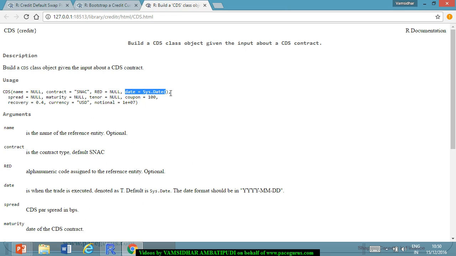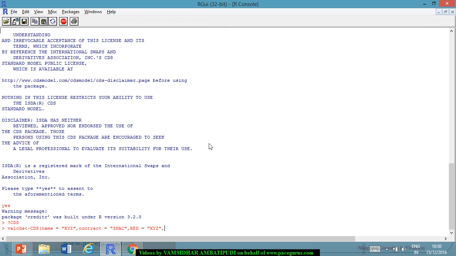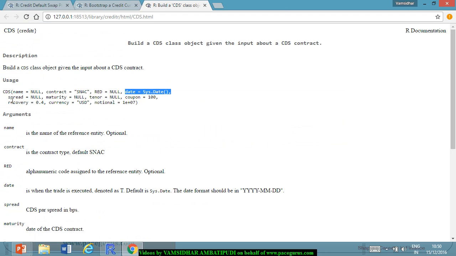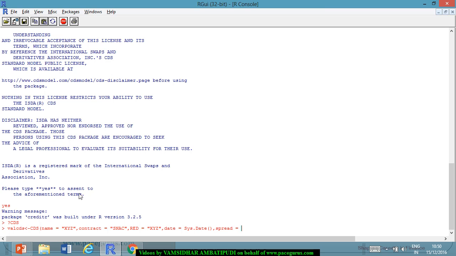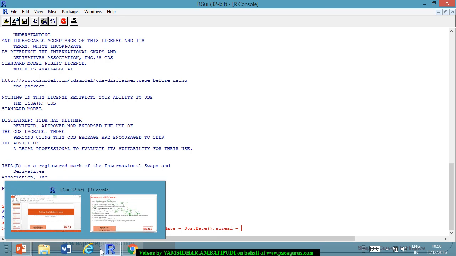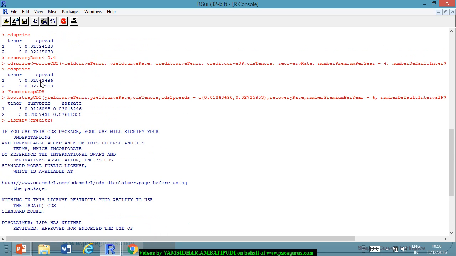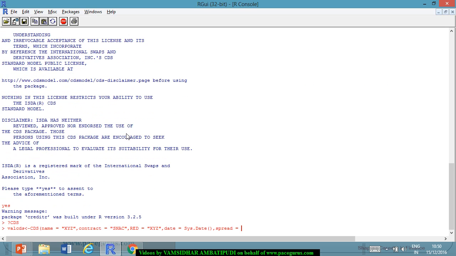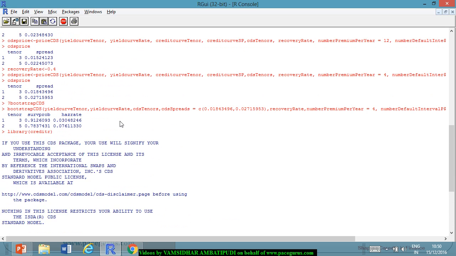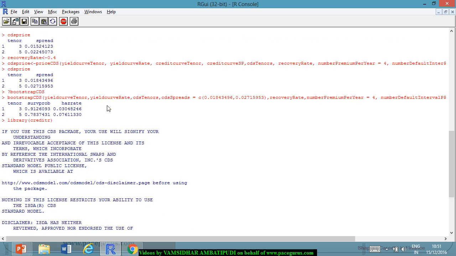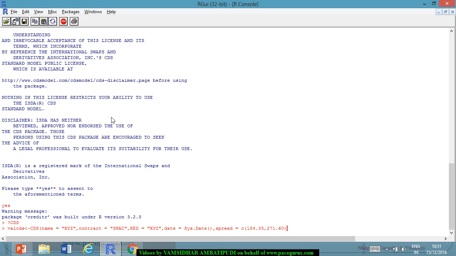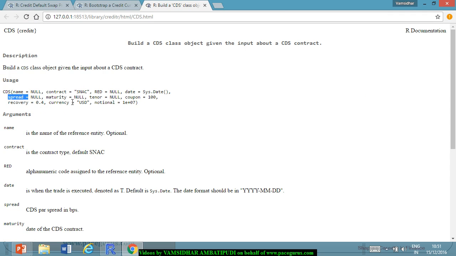The date I can take as the current date, so that's why I am calling it system date. I am directly taking it as today's date itself. The CDS spread, which we have already given: if I don't give it, it will take it as 0. So I will take the CDS spread based on the earlier calculation. I'll take it as 184.35. Can I give it for two of them together? Let me see, 184.35 is the spread for the first one, and it is 271.6 for the second one. Let me see if I can give for both of them. So these are the spreads that I have for two periods.